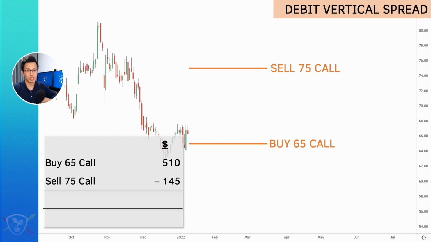Perhaps I'll choose the option contract with the strike price of $75 because there may be a potential resistance here. And for selling this option contract, I will receive a premium of $145. So all in all, for the bull call spread, I will pay $365, which is also my maximum risk.